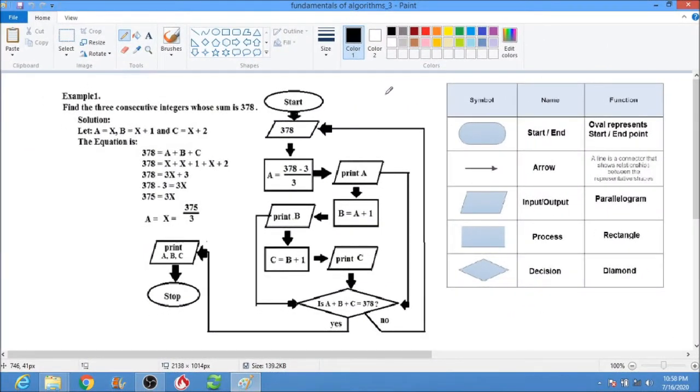We have here the third example for the fundamentals of algorithm, which is making the flowchart. This is example 1 in your lecture module. Find the 3 consecutive integers whose sum is 378.